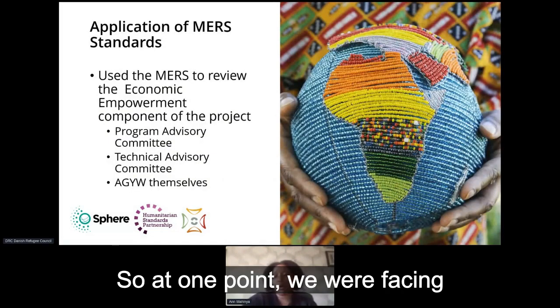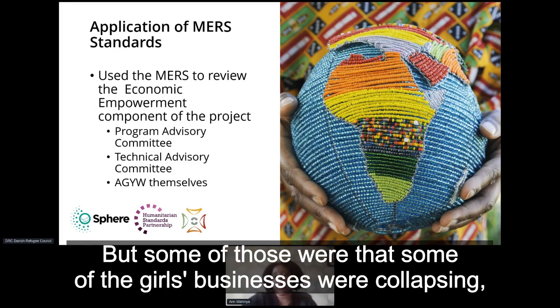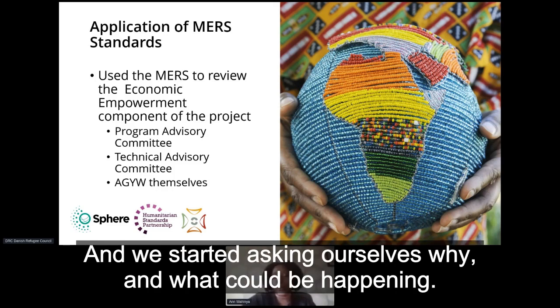So at one point we realized we were facing some challenges in economic empowerment that we will share later, but some of those were that some of the girls' businesses were collapsing and not making it past the 6-month period. And we started asking ourselves why and what could be happening.